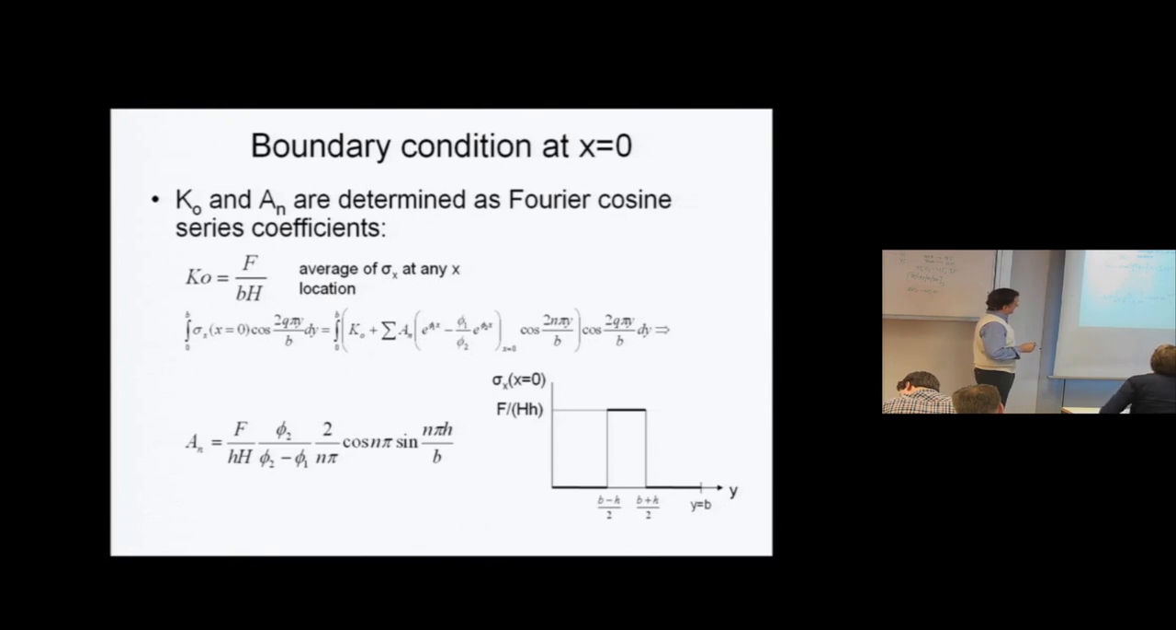Now, that gives me the average, but I still have to reproduce this type of shape for the stress at x equals 0. 0 for most of the edge, and then it jumps to the applied local load and then comes back down to 0. That means you take that function, you integrate it from here to there after you multiply by cosine 2q pi y over b. Do the same thing on our Fourier series, and when you do that, you could eventually determine that this will only work if an is given by this quantity.